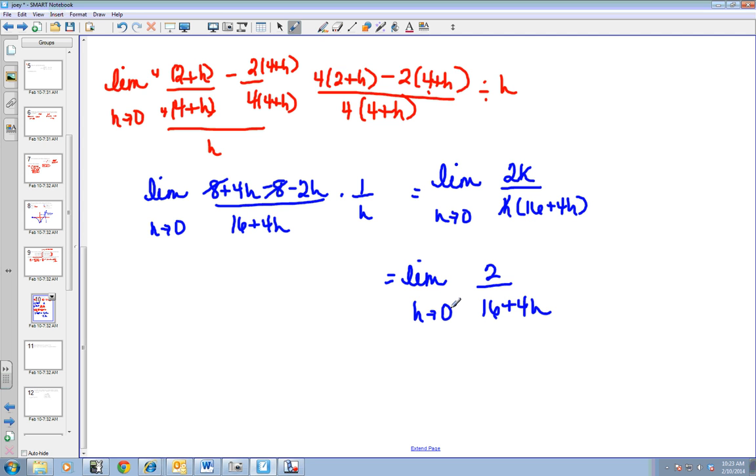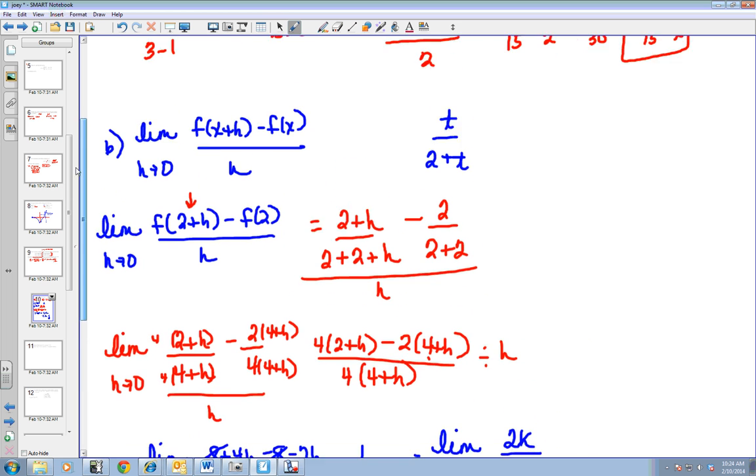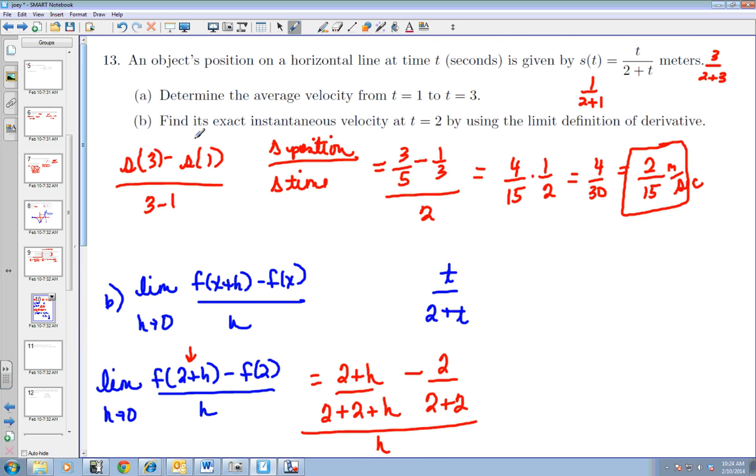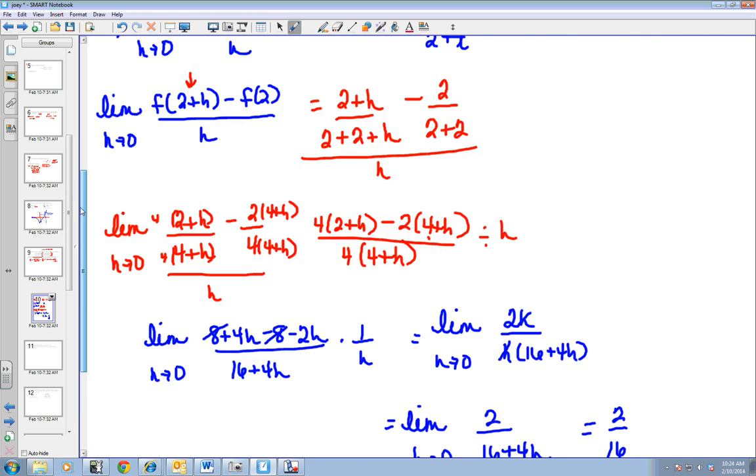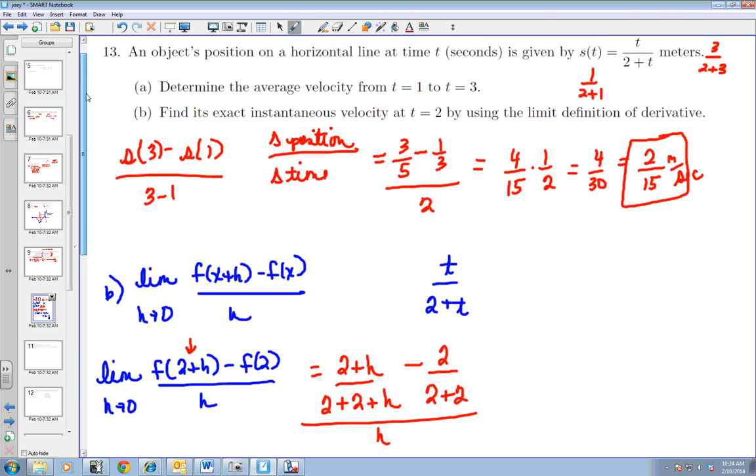Now I'm supposed to find the limit as h approaches 0, so I can use direct substitution and plug 0 in here. When I plug 0 in, my 4h goes away, and I have 2 over 16, which is really 1/8. So you did all that work. 1/8 is your answer to the question, find its exact velocity at t equals 2. So it's 1/8 meters per second.